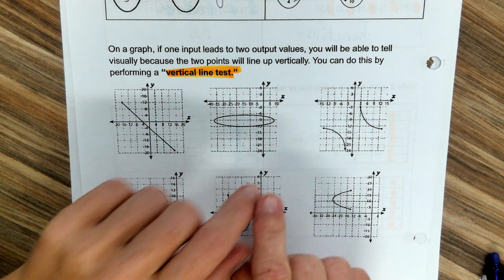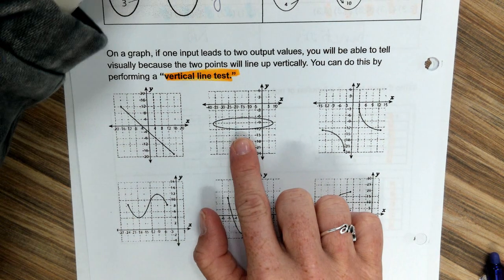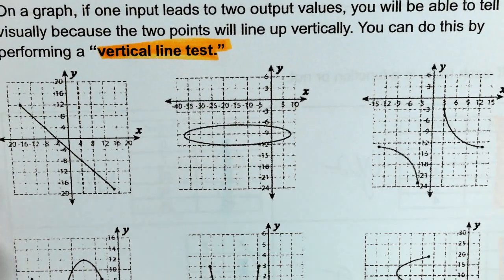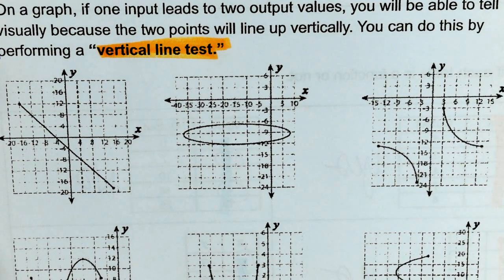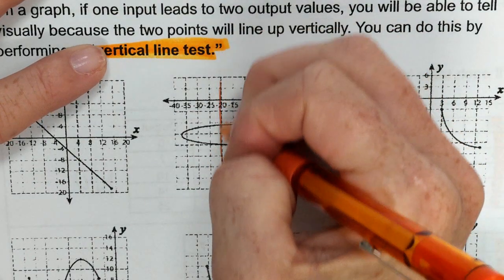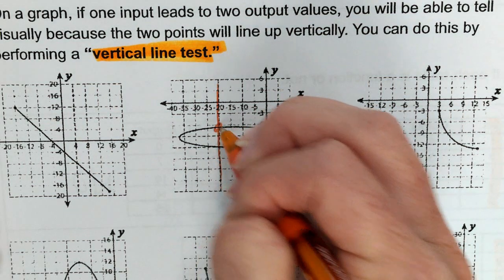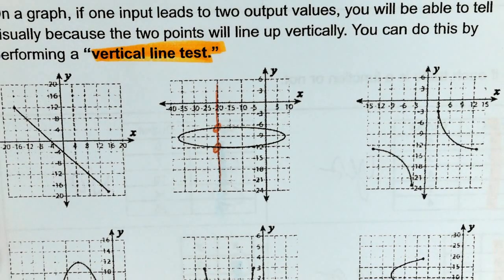So I'm going to take y'all to the one that's not a function so y'all can see why this works. So go to this one. I want you to draw a vertical line. Y'all know what a vertical line is? Straight up and down. Anywhere you want on that picture. I drew it right here. How many times did that vertical line touch the picture? Twice. Right here and right here.